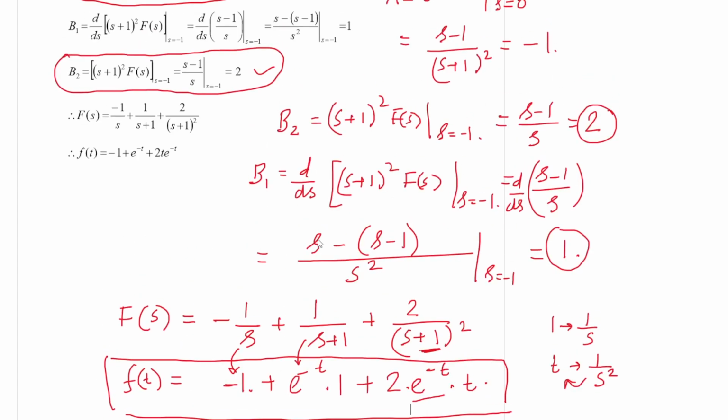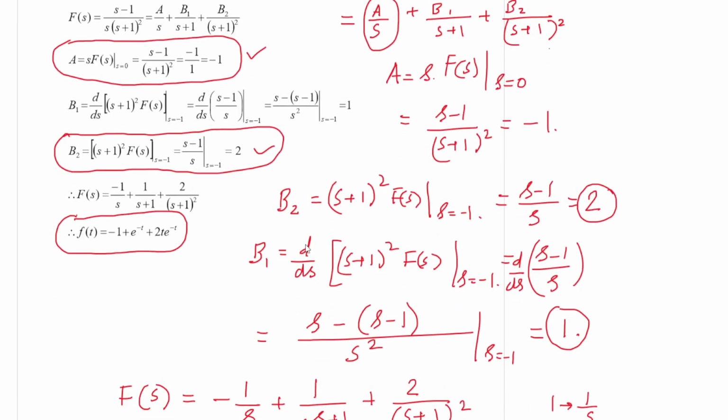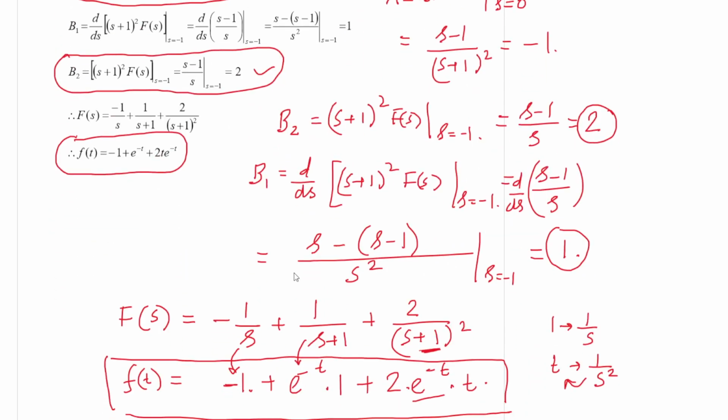So the total function, the inverse Laplace transform of the function given in this problem, is nothing but minus 1 plus e to the power minus t plus 2t e to the power minus t. So this should be the answer.